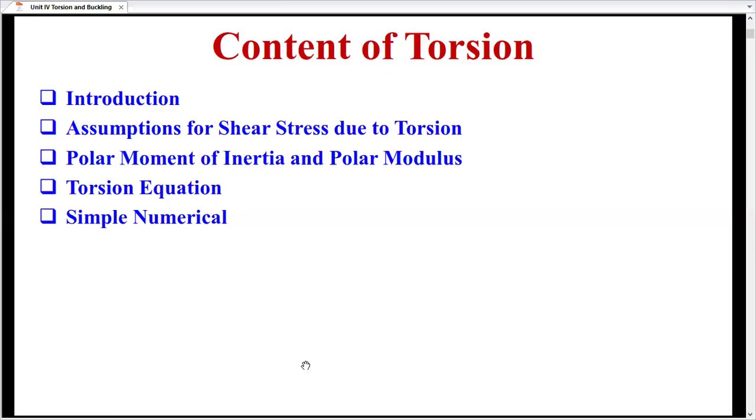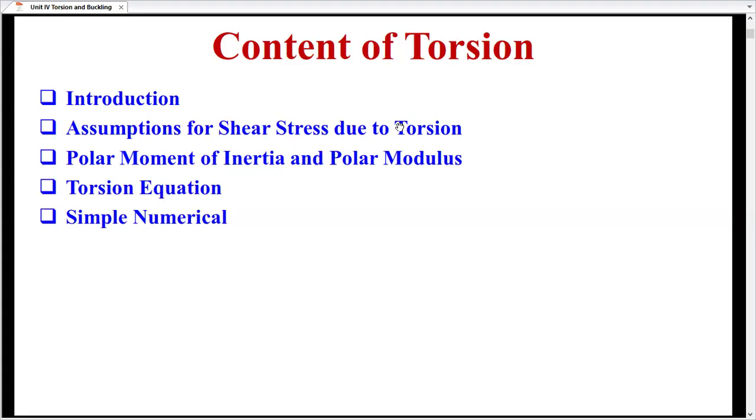Hello all. In today's session, we'll discuss torsion. This chapter covers the meaning of torsion, how we can calculate shear stress due to torsion, then polar moment of inertia and polar modulus. We have the torsional equation, from which we can determine the torque and shear stress, and then there is the angle of twist. So first we'll discuss what torsion is.